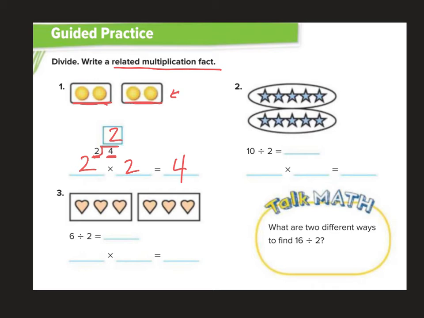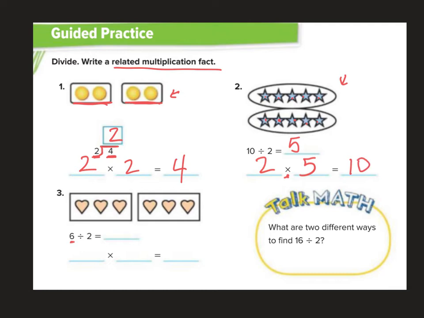Okay, let's look at that a different way for the next one. I kind of worked backwards for that one. So here I have 10 stars. I divided them into 2 groups. Now I'm going to ask myself, how many are in each group? 1, 2, 3, 4, 5. 5 are in each group. So a related multiplication fact would be 2 groups of 5 are equal to 10.